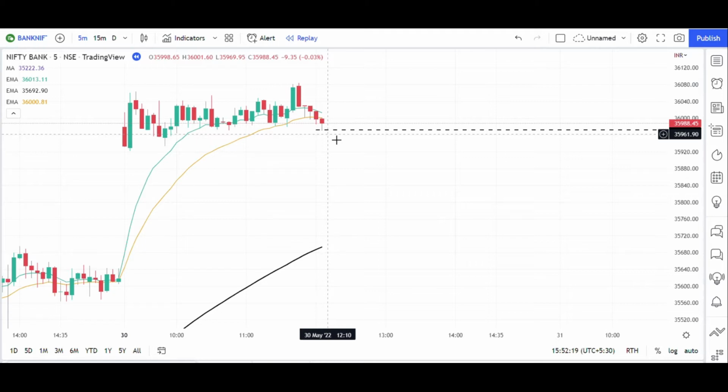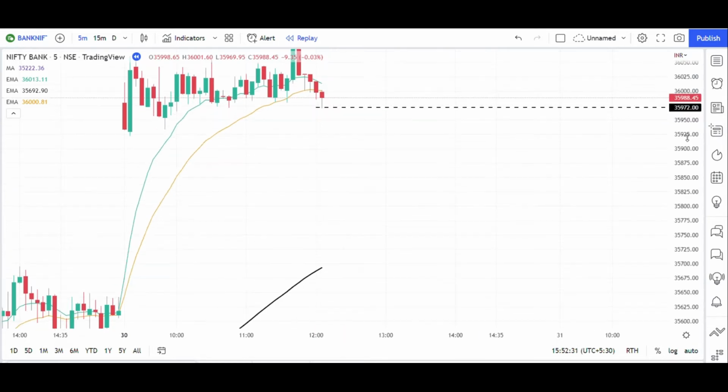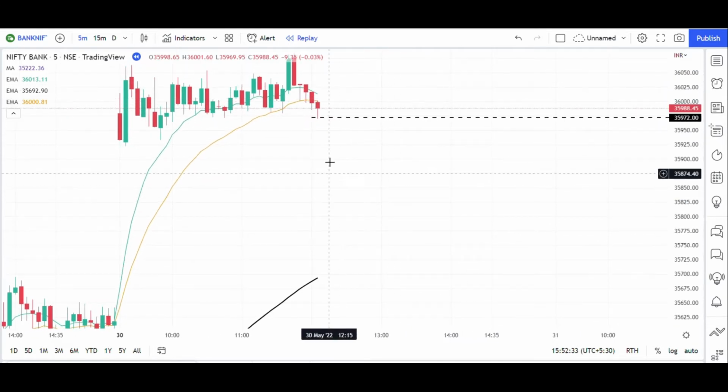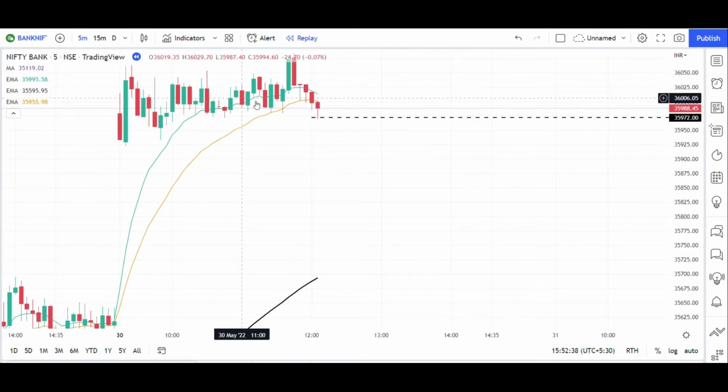So whenever you get the word counter, your position size for the trade should be minimum, because the chances of the stop loss getting hit are very high. That's why we are keeping a very small stop loss. So our stop loss will be a few points above the high of this candle. The high of this candle is 36,001. So we will keep a bit of a round figure like 36,000.